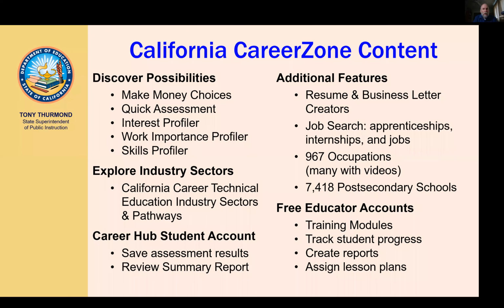So the CareerZone does include 4 different assessments. The quick assessment a student could take without logging in, but the key assessments, the interest profiler, work importance, and skills, a student would need to log in and take those, and then the site would save them. Make money choices is kind of a lifestyle budget creating activity. And the cool thing is, once they've done, for example, the make money choices and interest profiler, the site begins to help them see, well, which occupations match my interests as well as pay the budget that I'd like to earn someday.